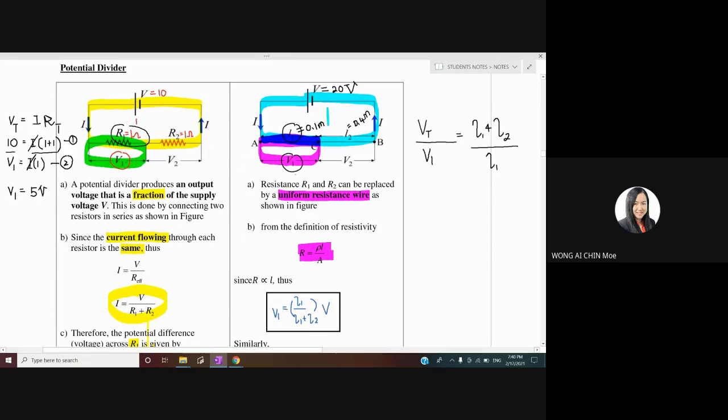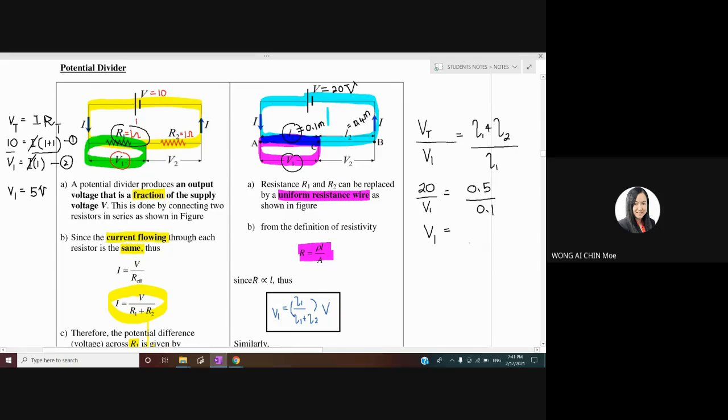You just substitute. Total we have 20 volt, and total length is 0.1 plus 0.4, which equals 0.5. V1 we don't know, but we know that L1 equals 0.1. So your V1 equals how many volt? 20 over 0.5, and this one we cancel off.